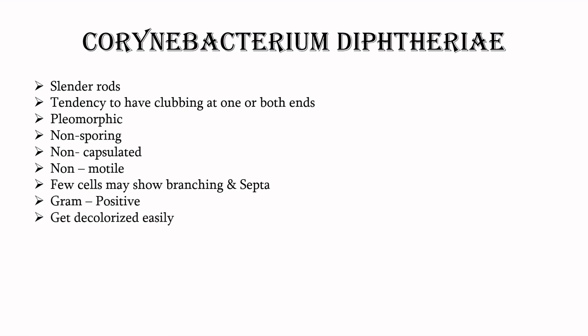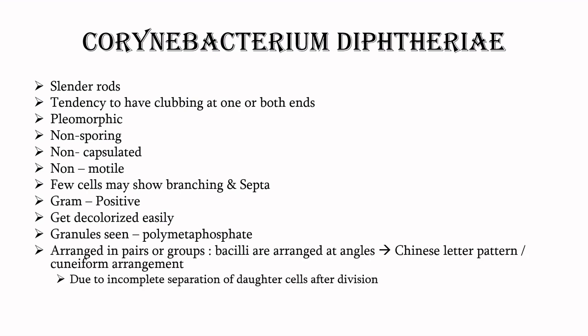Staining wise, they are gram positive and very easily decolorized. The granules you see on this bacteria are made of polymetaphosphate. Generally, when these bacilli multiply and divide, they don't completely separate out. They remain attached to the parent bacilli at some angle. So in a microscopic view, it looks like a Chinese letter pattern, what is called a cuneiform arrangement.